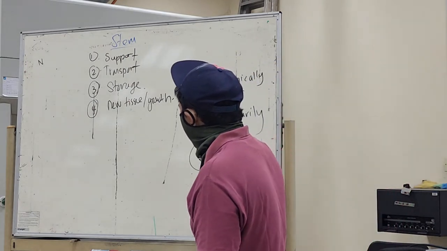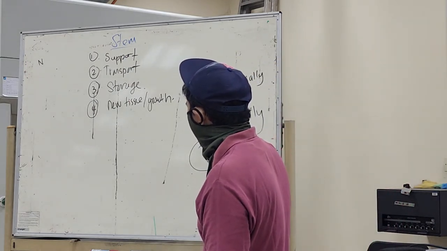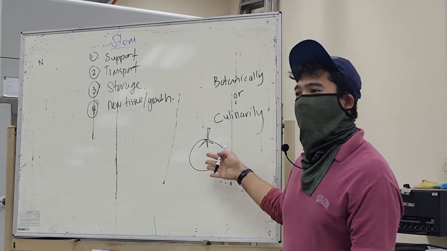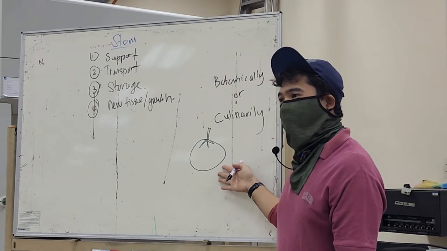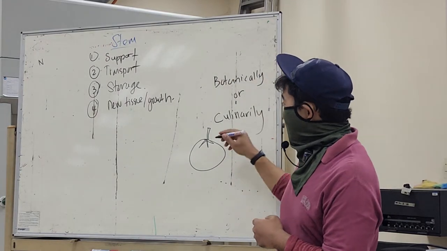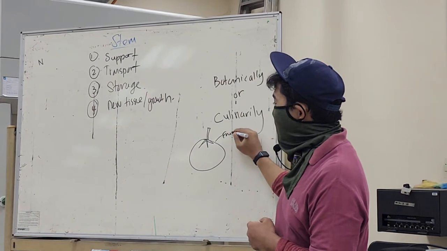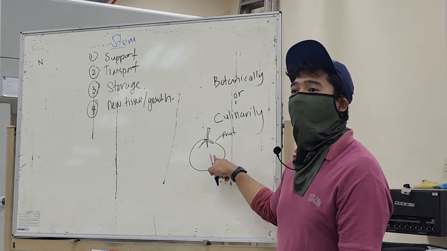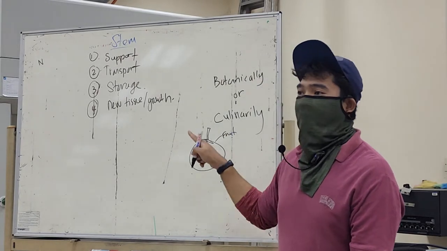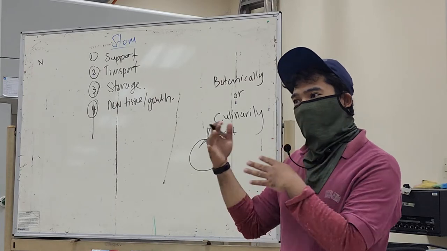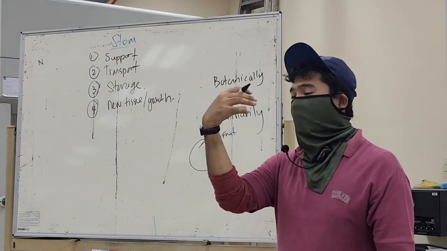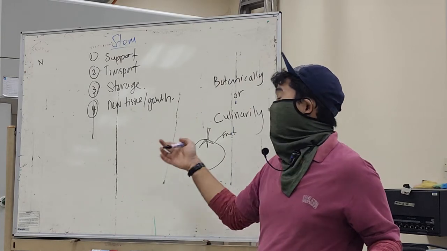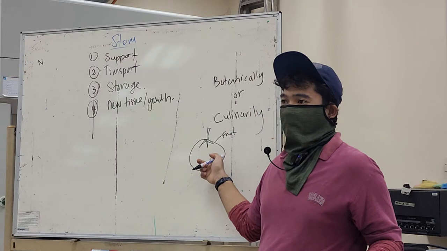If you take your tomato, you got your tomato here. If you talk botanically, vegetable or fruit? It is a fruit, botanically, because it came from the development of the flower. The flower gets fertilized, all the petals wither away, the ovary enlarges, and the ovules turn into seeds. Then you get your tomato fruit.